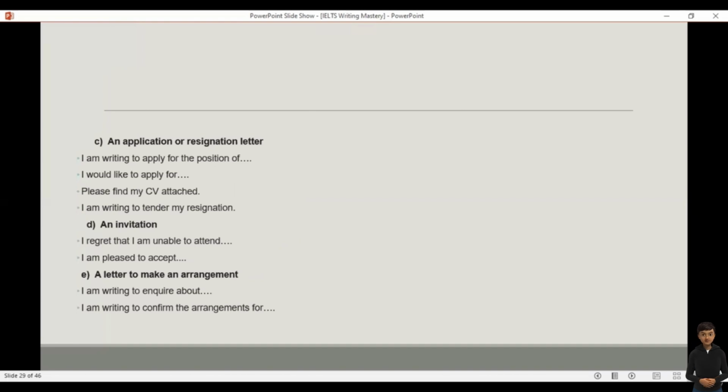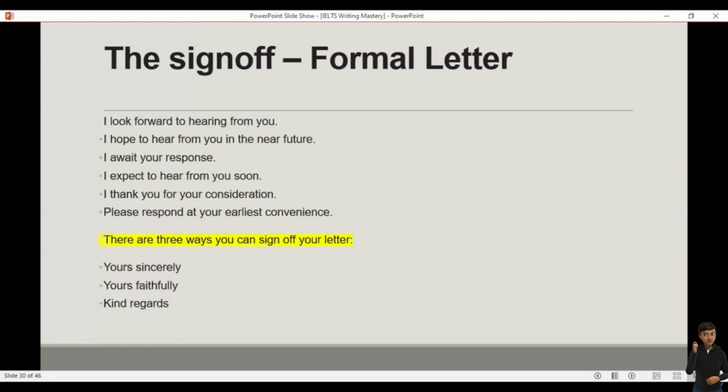Next, we have an application or resignation letter. For an application or resignation letter, we have: I am writing to apply for the position of. I would like to apply for. Please find my CV attached. I am writing to tender my resignation. Next, we have an invitation. I regret that I am unable to attend. I am pleased to accept. A letter to make an arrangement: I am writing to inquire about. I am writing to confirm the arrangements for.